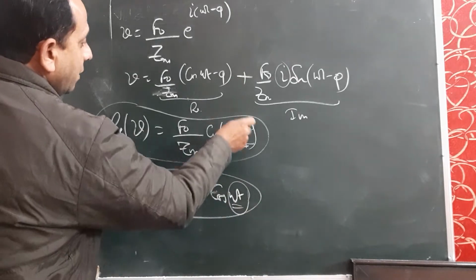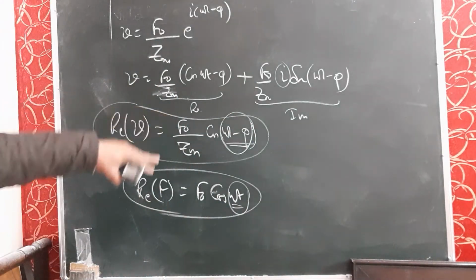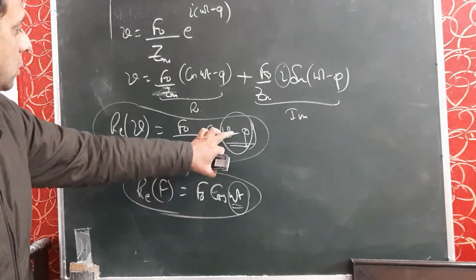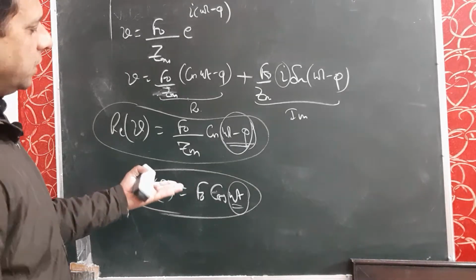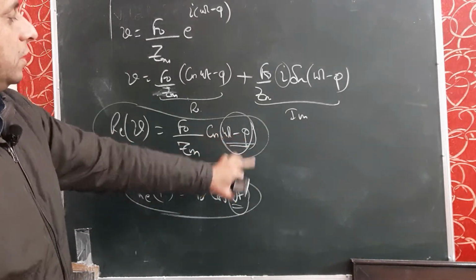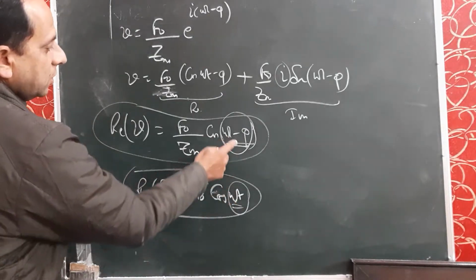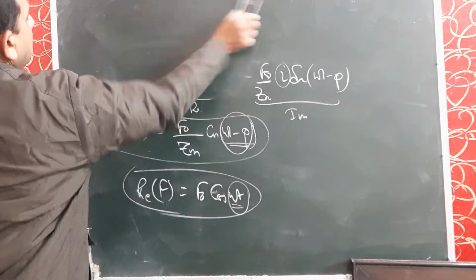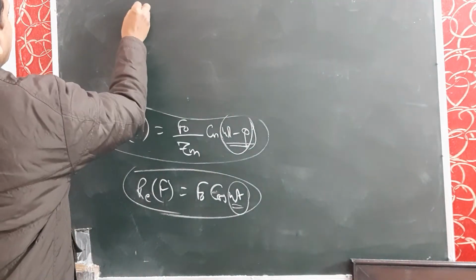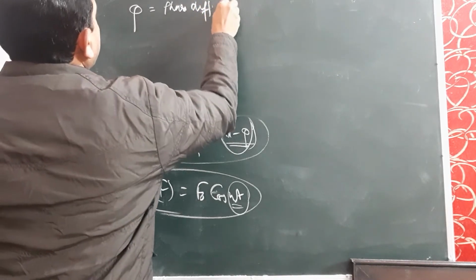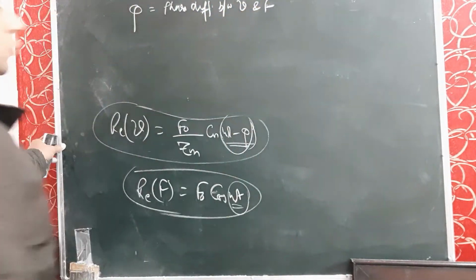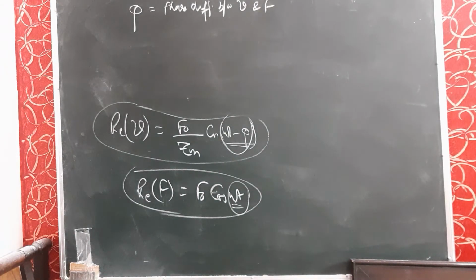So when we compare the angles, you will find that the phase difference between these two, velocity and force, is phi, because we subtract omega t minus omega t plus phi, and ultimately we will get phi. So phi is the phase difference between velocity and force. We have compared only real parts. We can compare only real parts or compare imaginary parts, we will get the same answer.